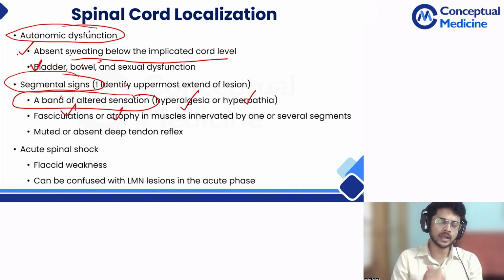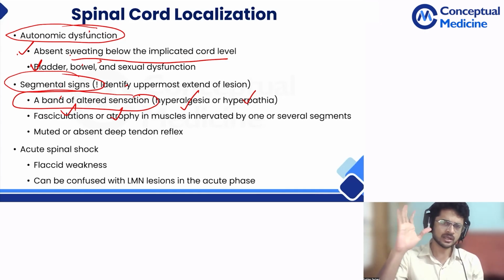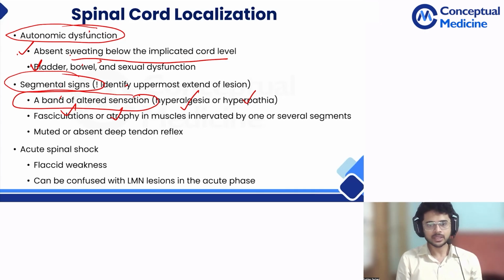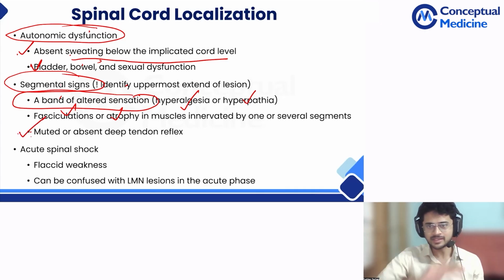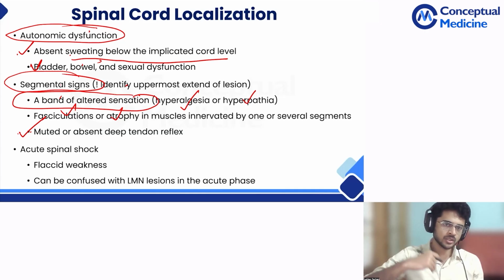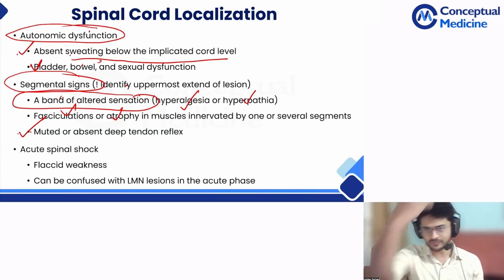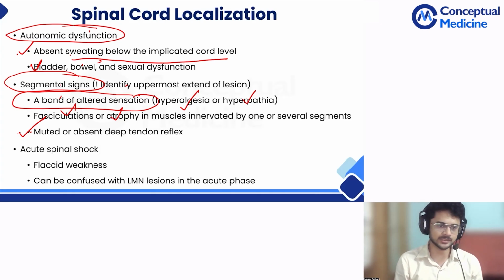Let's say that you have a segmental level of C8, T1, you'll have wasting and fasciculations of the small muscles of the hands. So that's a segmental sign. And at that level, you'll also have absent reflexes. If you have a C5 lesion, your biceps reflex will be absent, but all the reflexes below that will be exaggerated. So these are all important segmental signs.